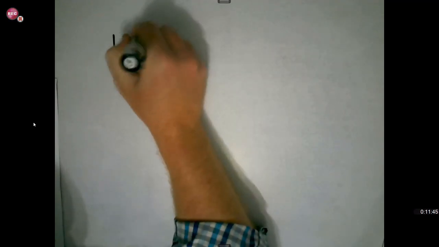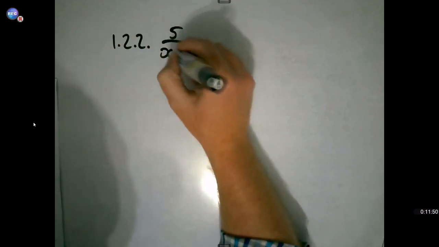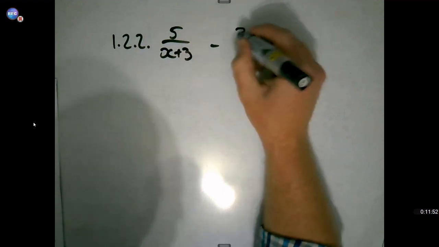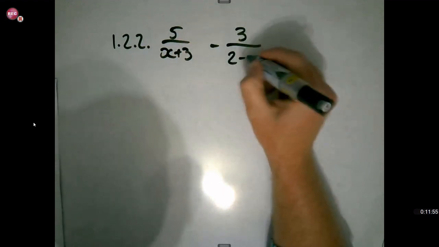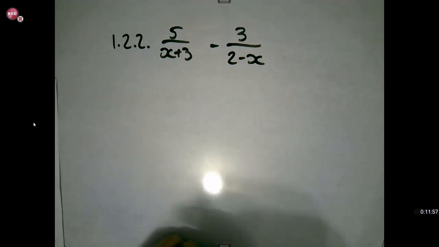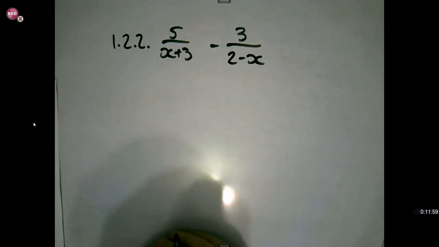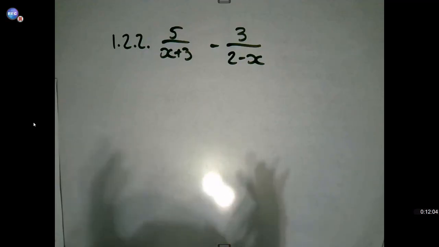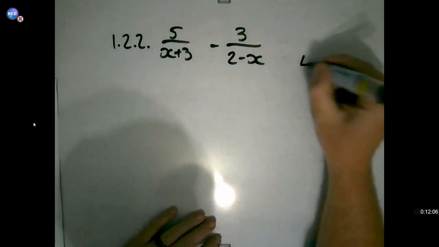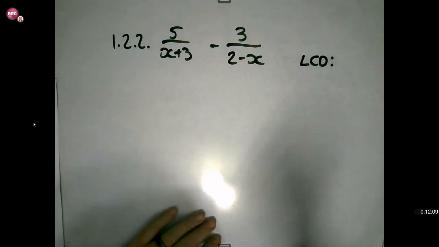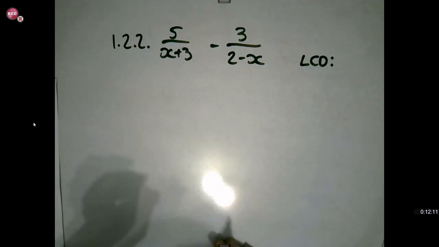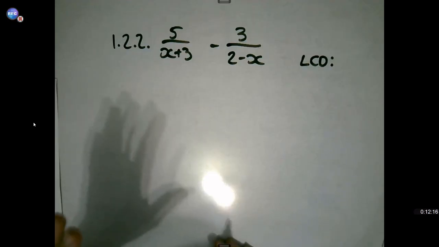Then our next question, 1.2.2. We've got 5 over x plus 3 minus 3 over 2 minus x. First things first, guys. Find an LCD, and in this case, you would want to find something that both the denominators can change to.